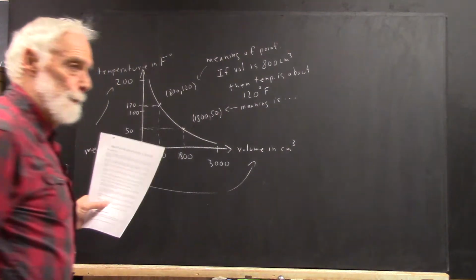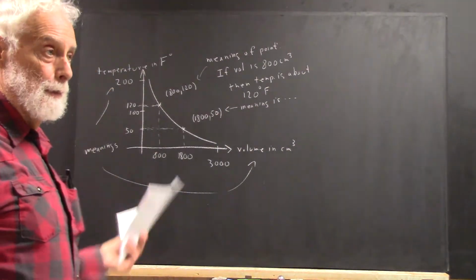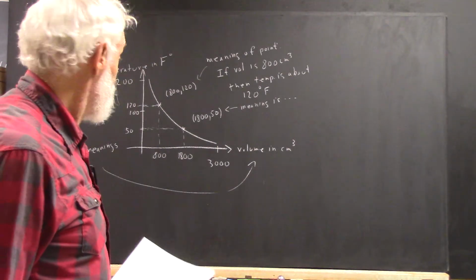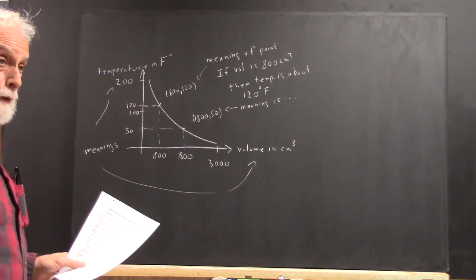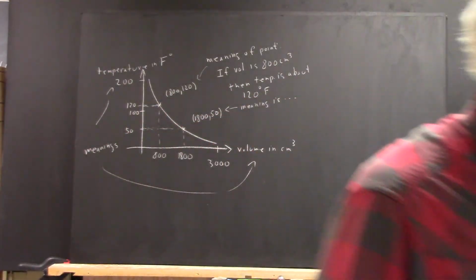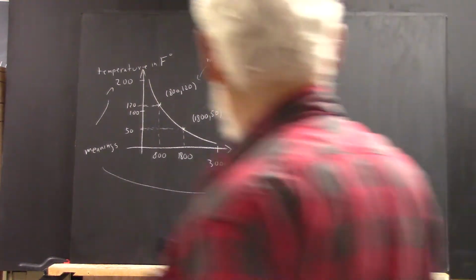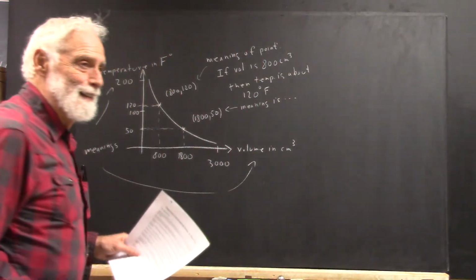And you can say what that meaning is, but that's going to be volume 1,800 cubic centimeters, temperature 50 degrees Fahrenheit. Okay? The meaning of this graph is the more volume, the lower the temperature. So this probably isn't one of the gas laws. I'm not going to tell you what it is.